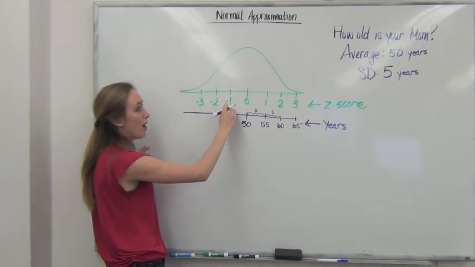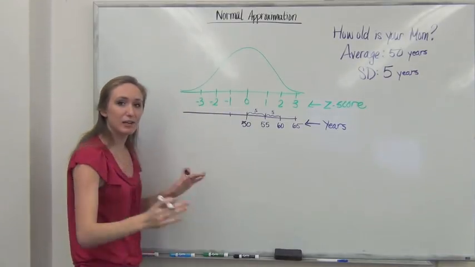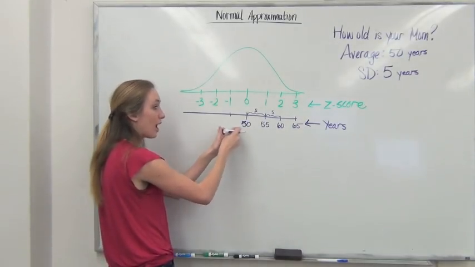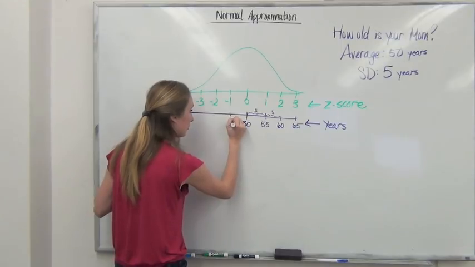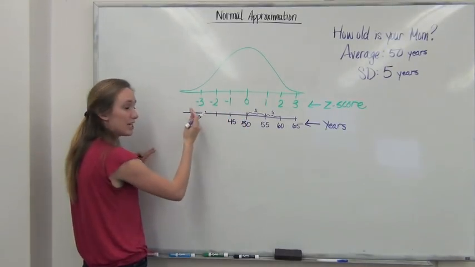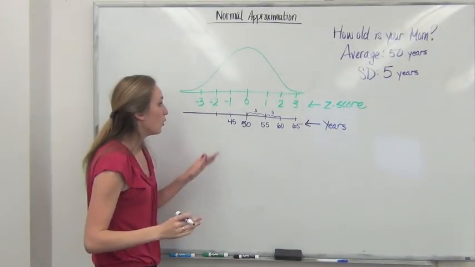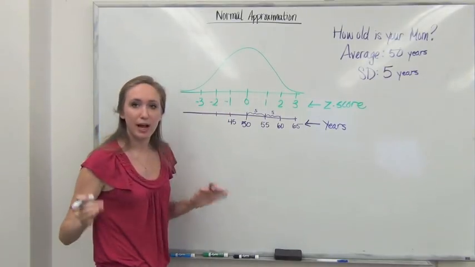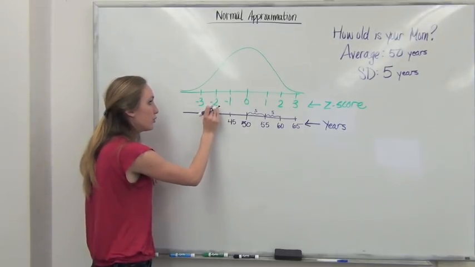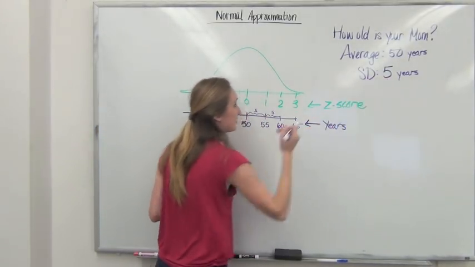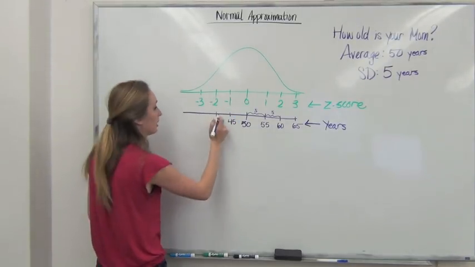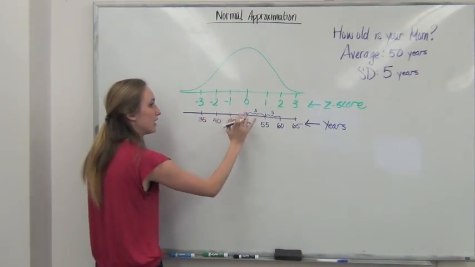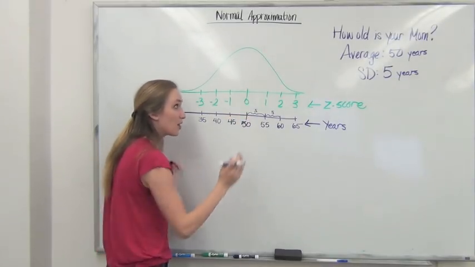If you have a z-score of -1, that means that you are 1 standard deviation below the average. So there's our average. You're subtracting 1 standard deviation, which is going to make your mother 45. And if you're 2 standard deviations below average, with a z-score of -2, we need to multiply our standard deviation by 2 to figure out how many years below average your mother is. So 2 times 5 will get you 10 years below average. So 40, because our average is 50. And there's 35. So you see that it goes in equal intervals of 5, because our standard deviation is 5.